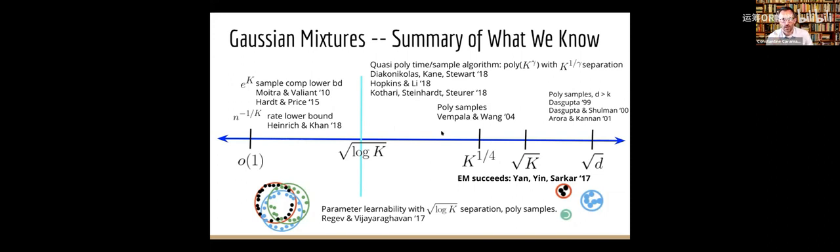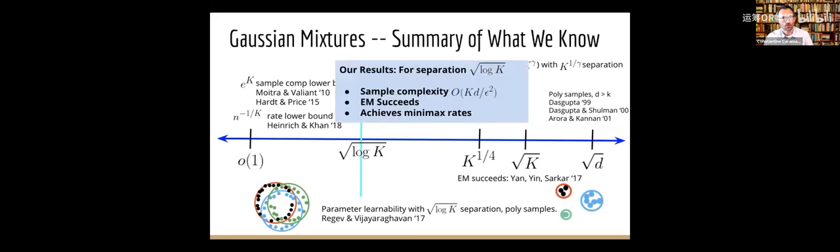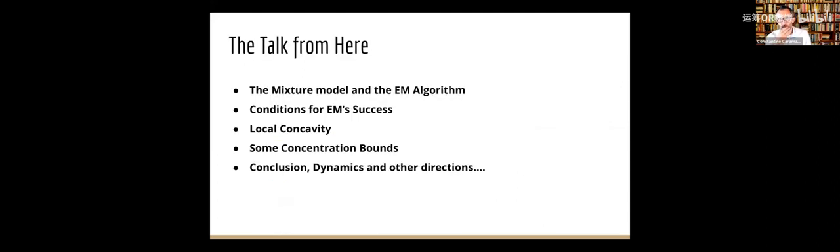We know that we have this trade-off between computation and samples. Anyway, that's not what I'll talk about today, though I think these are interesting things that remain to be resolved. So this is the story that I'm going to tell you today. I want to say a few specific things about the mixture model and the EM algorithm, and then I'll talk about the conditions for EM's success.